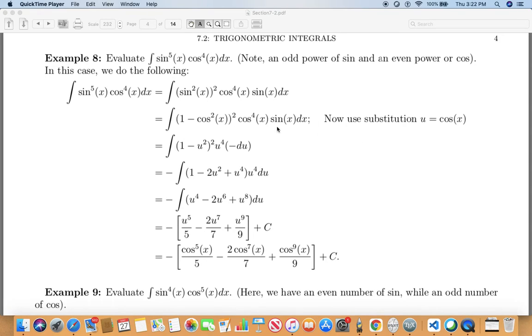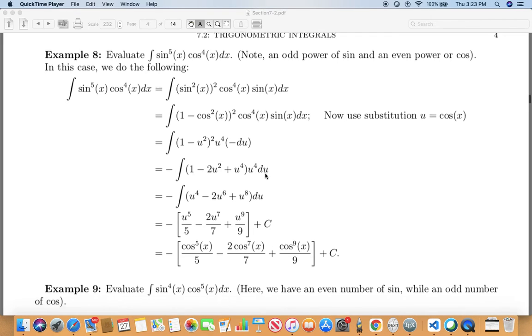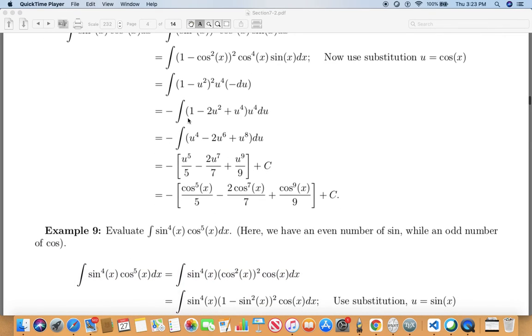So all we need is substitution. u is cosine x. du will be negative sine x dx. I don't have a negative, so du becomes negative here, you see. Now (1 minus u squared) power 2, u to the power 4 times negative du, get the negative out. 1 minus u squared power 2 is 1 minus 2u squared plus u to the power 4, and there is a u to the power 4 outside du. Don't forget the negative outside.